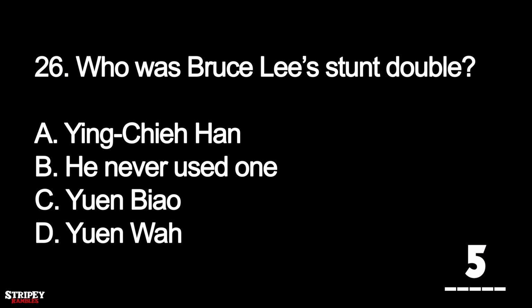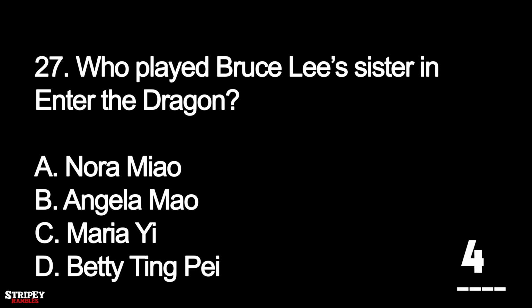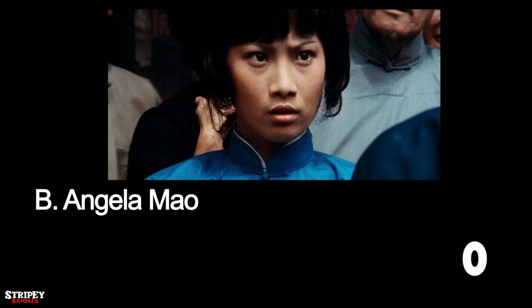26. Who was Bruce Lee's stunt double? I'll get into a lot of trouble for pointing that out, by the way, but of course it was Yuen Wah. He did all the acrobatics and flips. Right, 27. Who played Bruce Lee's sister in Enter the Dragon? Yes, Lady Whirlwind herself, Angela Mao.